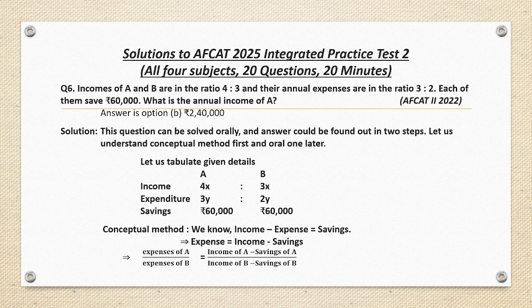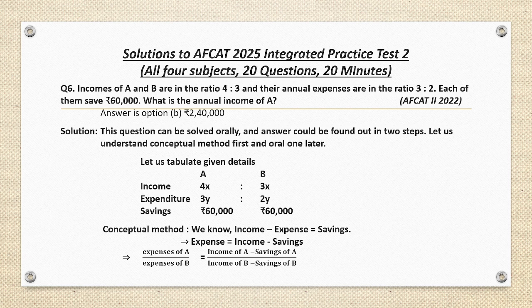Okay. So let us tabulate the given details. I'm giving you the actual conceptual method. Okay. So income, A and B income is 4:3. So let us say it is 4x and 3x. Expenditure is 3:2. So let us say 3y and 2y. Please observe, when you give x to income, you cannot give same x to expenditure. You have to use a different variable. So that's why we are using y, 3y to 2y. And savings, each of them save 60,000. That means A is saving 60,000 rupees, B is also saving 60,000 rupees. Right?